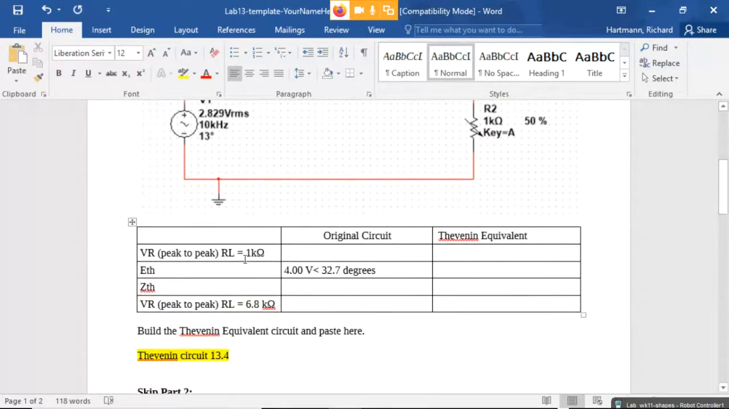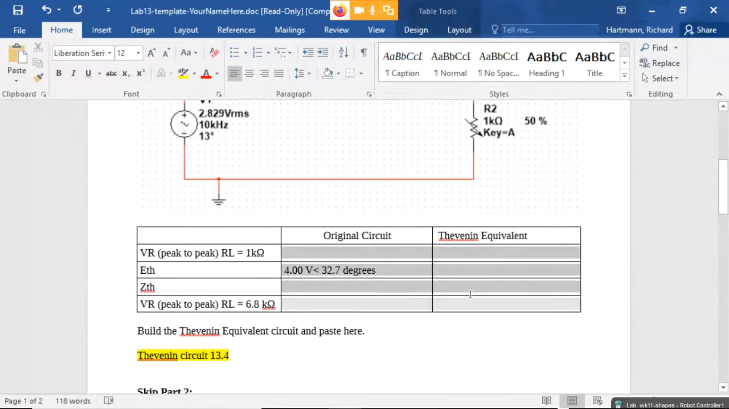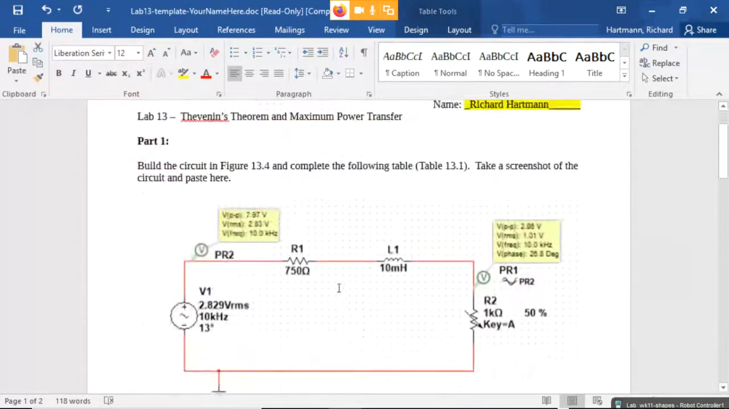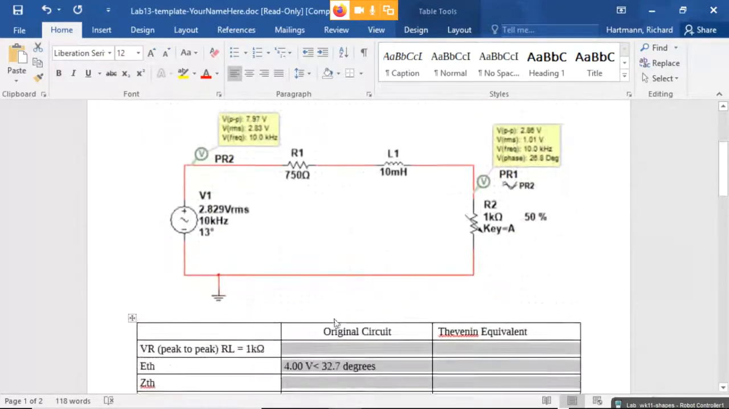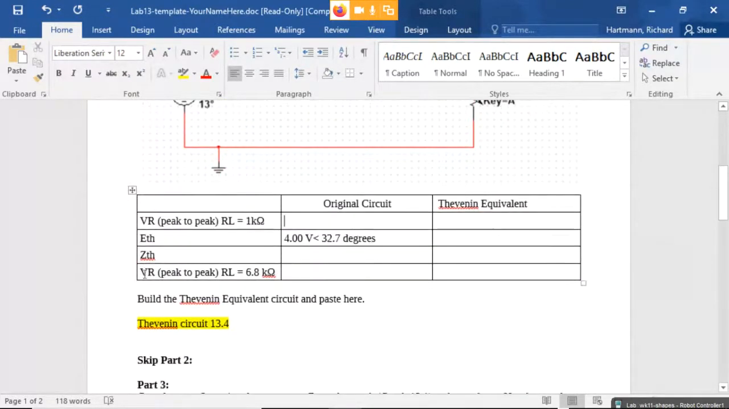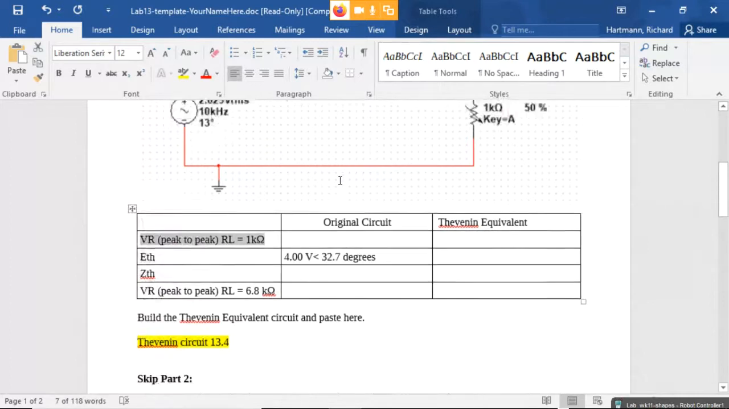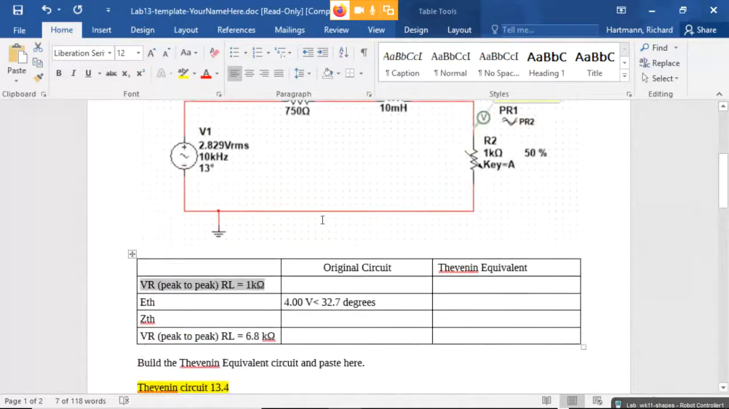And then we're going to work through the lab. This is part one of the lab. You're going to work through the lab and find E Thevenin and Z Thevenin. Just work through the lab, figure out what those are, and then you're supposed to find the original circuit.